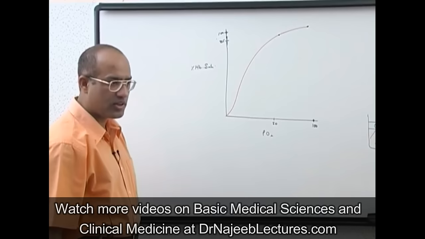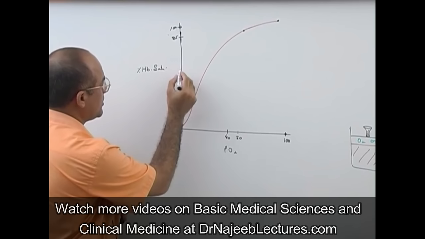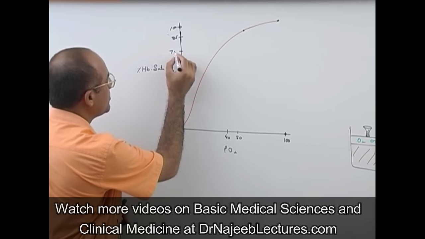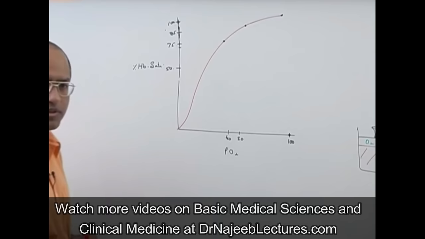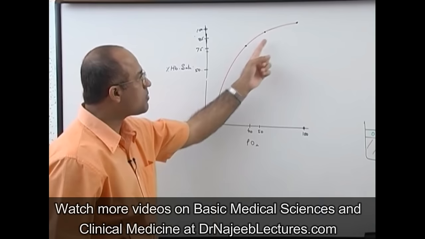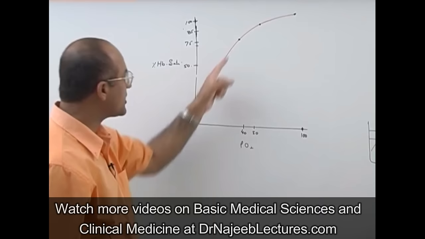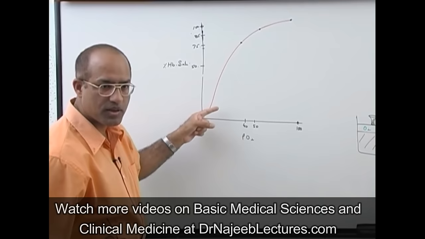Is that clear? Then you further drop it, let's suppose to 40. At the pressure of 40, there is 75% saturation. Now what we really see is that the curve has two parts, the upper part and the lower part. At high pressure, the curve is relatively flat, and at lower pressure, it is relatively steep.